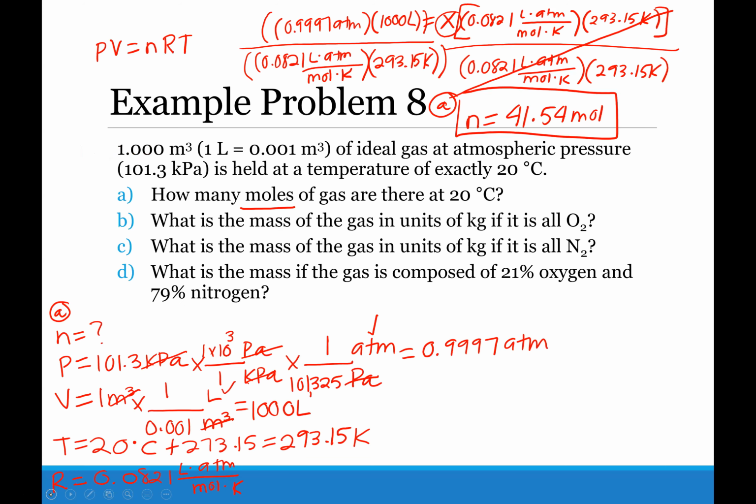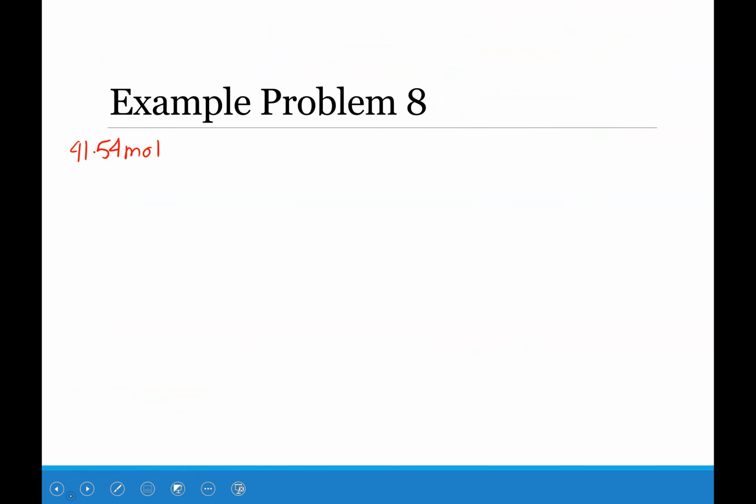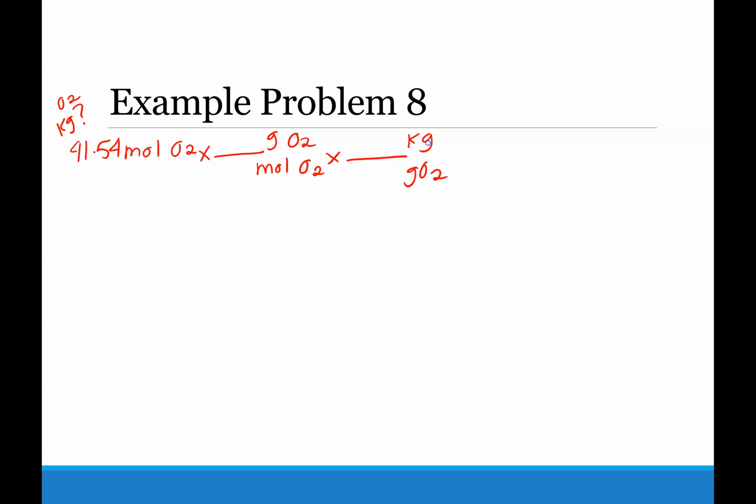Letter B asks us to find the mass of gas in units of kilograms if it's all O2. So we want to know kilograms for O2. So we're going to say moles of O2. We're going to convert moles of O2 to grams of O2. And then we're going to convert grams of O2 to kilograms of O2.